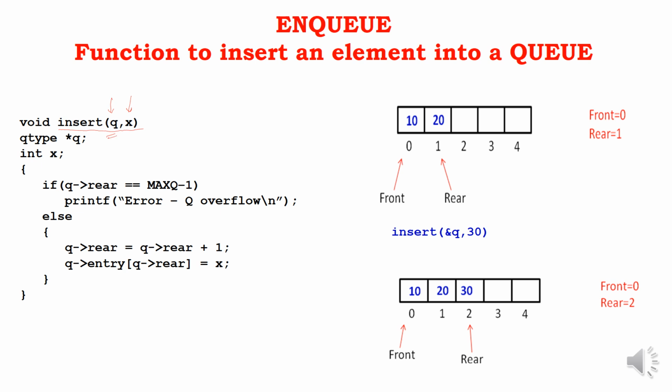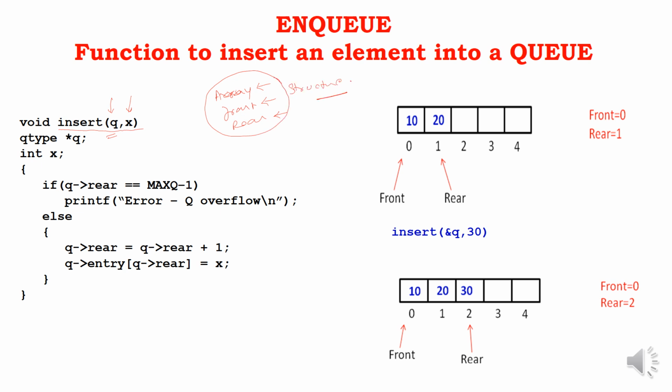Q is a structure which has array, front and rear. Front is a variable which holds the position of the front element. Rear is a variable which holds the position of the rear element or last element. And array is a variable which holds all the elements of the queue. So queue is a structure of 3 elements.